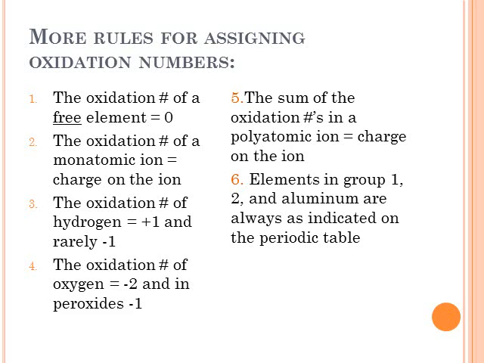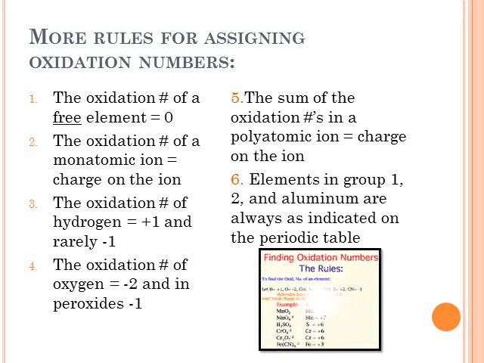And again, if we're looking for not absolutes, but things that tend to hold true most of the time, group 1 and group 2 elements are almost always +1 and +2. So we can rely on those fairly often. And aluminum is almost always +3. So we can use these values to help us find things that aren't quite so set in stone, things that don't follow the trends, or things that have a variety of oxidation numbers.